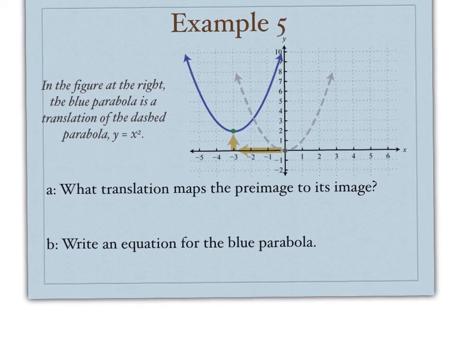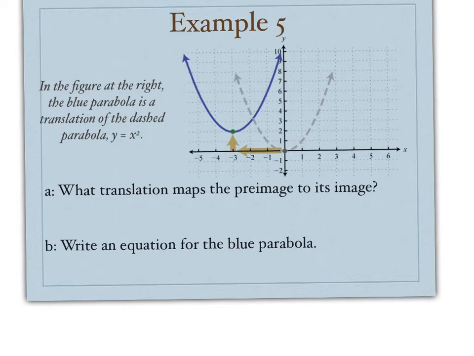So, in the figure at the right, the blue parabola is a translation of the dashed parabola y equals x squared. What translation maps the pre-image to the image? This is another one that people read and think it's a lot harder than it really is. You're writing this in translation form, which we did back on the original slide, where we wrote T and then at the bottom put the numbers that kind of showed where we went.